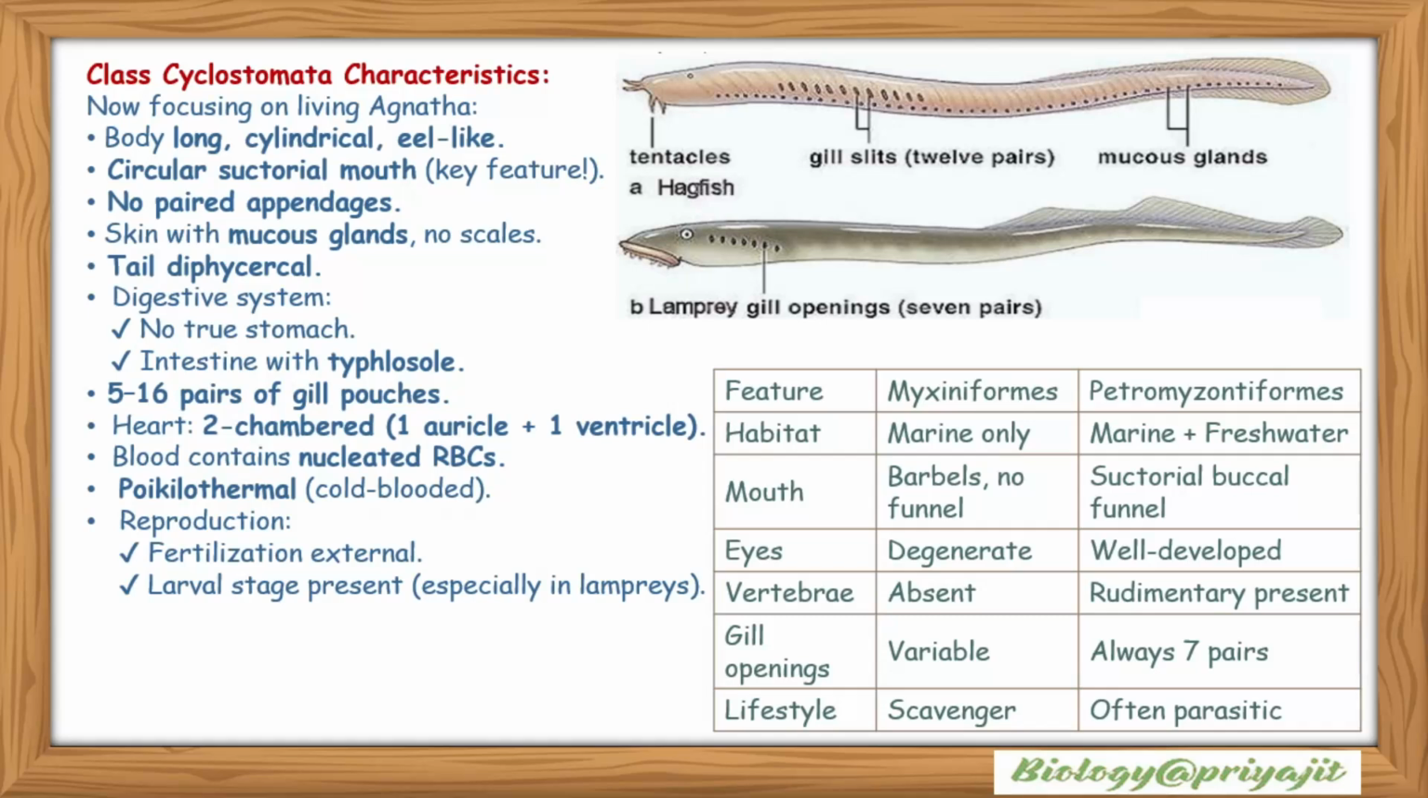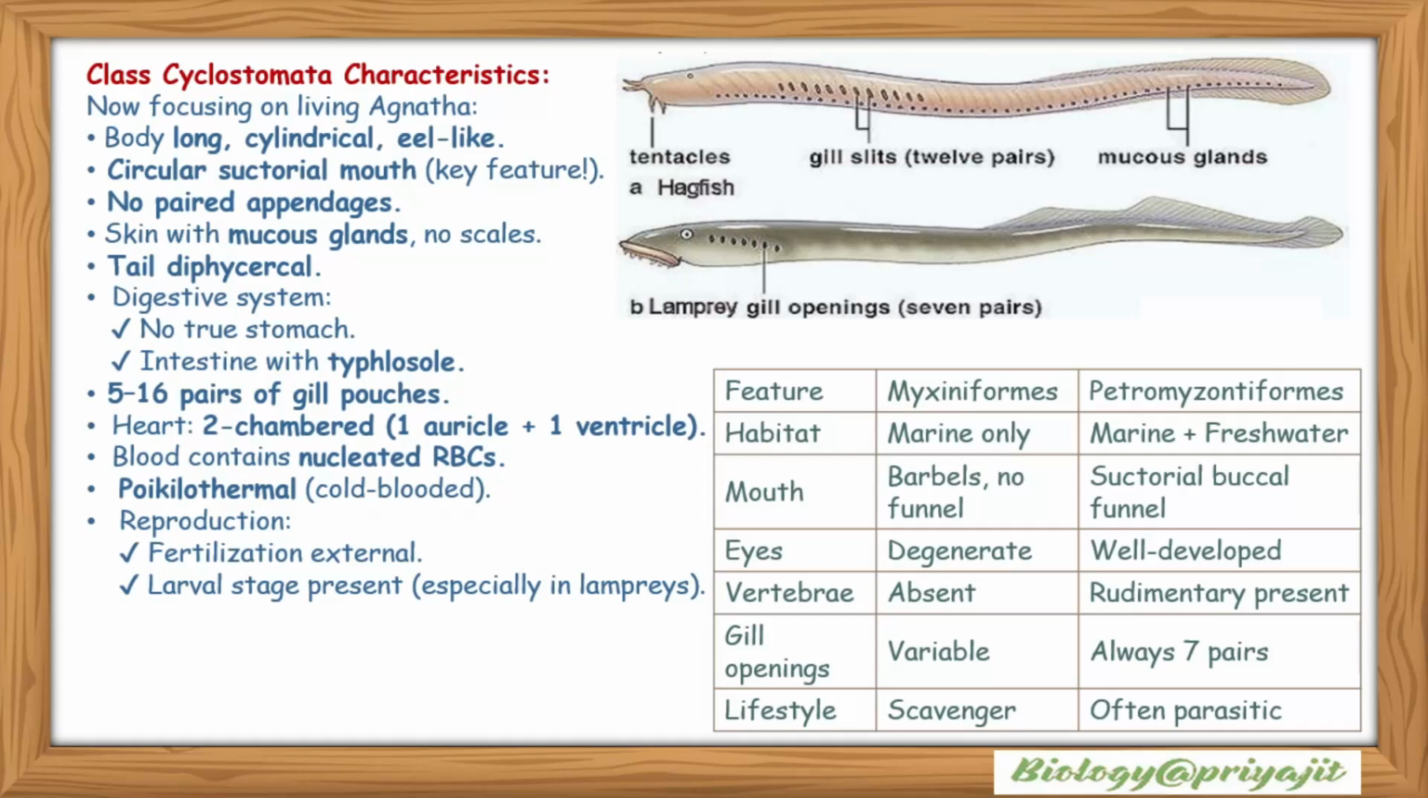Class Cyclostomata. Now focusing on living Agnatha, their body is long, cylindrical, eel-like. They have a circular and suctorial mouth, which is a key feature. There are no paired appendages in them. Their skin has mucous glands. There are no scales. The tail is diphycercal. The digestive system has no true stomach, and the intestine has a typhlosole. They have 5 to 6 pairs of gill pouches.